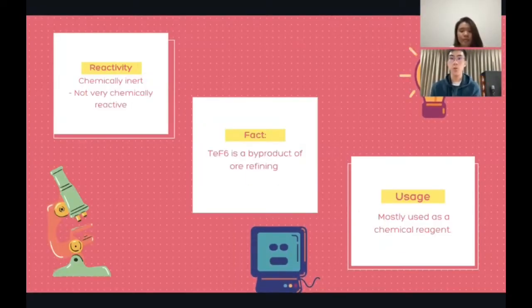And now moving on, reactivities. Tellurium hexafluoride is chemically inert. It's not very chemically reactive. Fact, tellurium hexafluoride is a byproduct of ore refining. And the usage of tellurium hexafluoride is that it's mostly used as a chemical reagent.